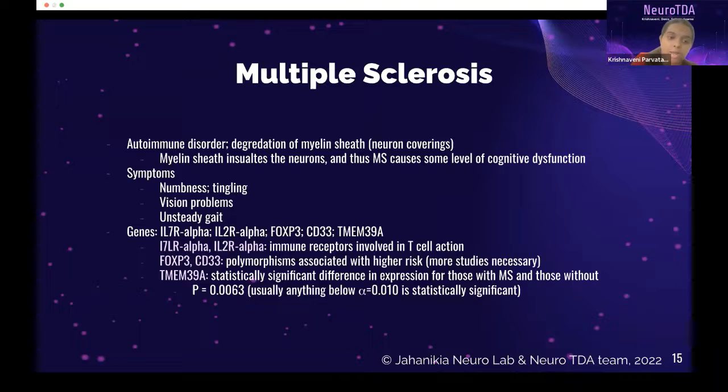There's IL-7R alpha, IL-2R alpha, and FOXP3, CD33, and TMEM39A. IL-7R alpha and IL-2R alpha are both immune receptors involved in T cell action. FOXP3 and CD33 are polymorphisms associated with higher risk of multiple sclerosis, but more studies are necessary in the field. And then TMEM39A has been found to have a statistically significant difference in expression for those with MS and those without MS. And the p-value for that is 0.0063, and usually anything below alpha equals 0.010 is statistically significant.